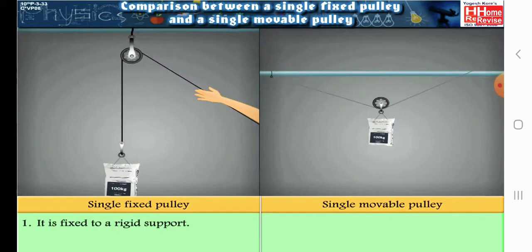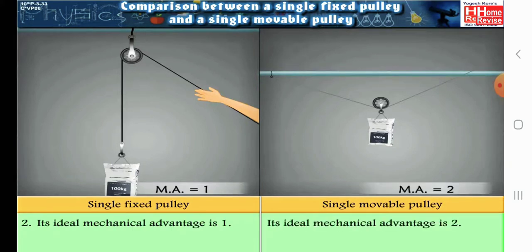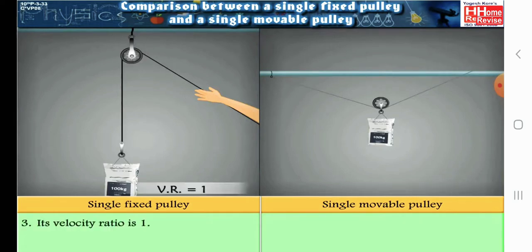Comparison between a single fixed pulley and a single movable pulley. 1. Single fixed pulley is fixed to a rigid support, while a single movable pulley is not fixed to a rigid support. 2. The ideal mechanical advantage of a single fixed pulley is 1, while the ideal mechanical advantage of a single movable pulley is 2. 3. Velocity ratio of single fixed pulley is 1. Velocity ratio of single movable pulley is 2.